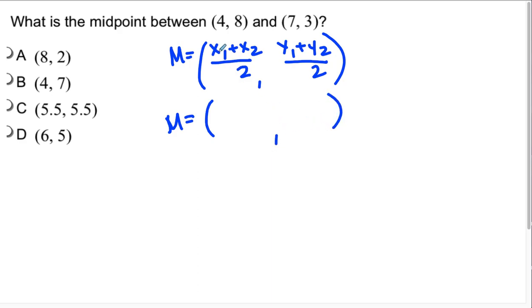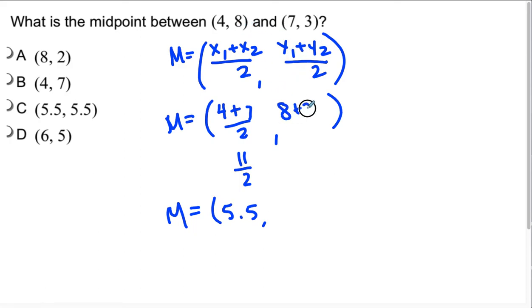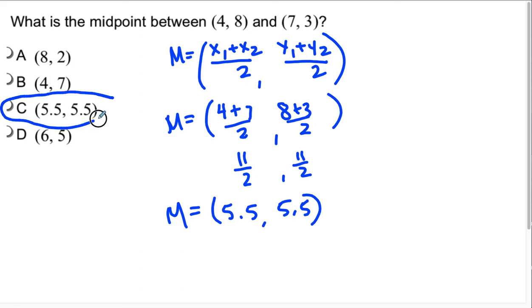So x sub 1 is 4, and x sub 2 is 7. 4 plus 7 is 11, and 11 divided by 2 is 5.5. Oh, I'm sorry, put the parentheses there. And then y sub 1 is 8 plus 3 makes 11, and over 2 is 5.5. So that's letter C. Okay, let's give it some more examples.